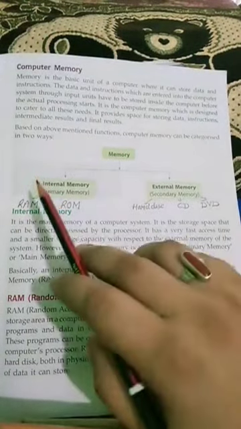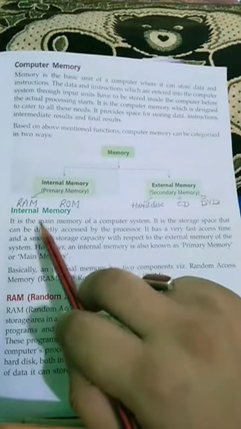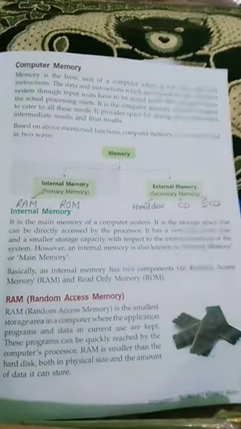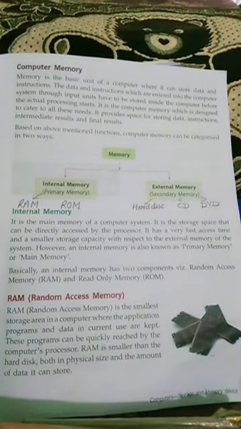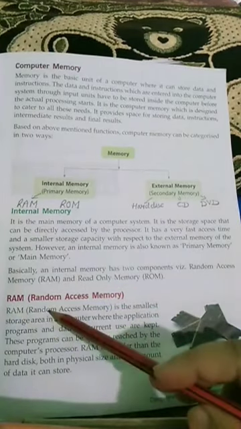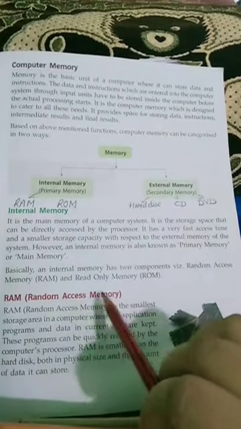Now children, why is it called internal memory? Because it is a built-in memory, means inside a computer system. A computer cannot work without internal memory. Now it is further divided into two parts, RAM and ROM. Let's read about RAM. The full form of RAM is random access memory.